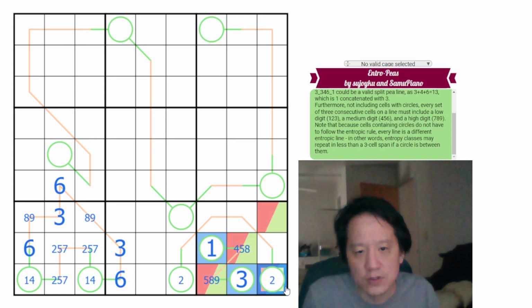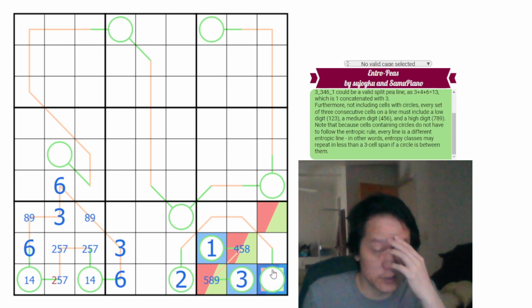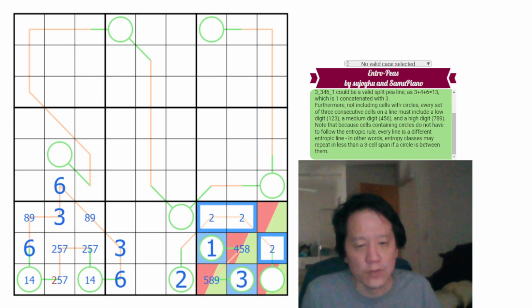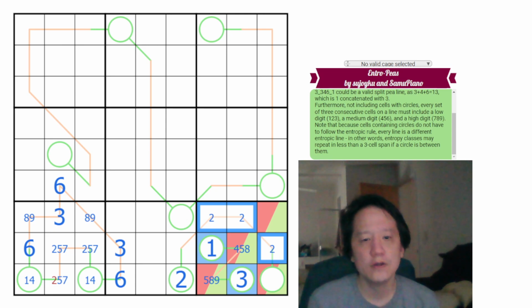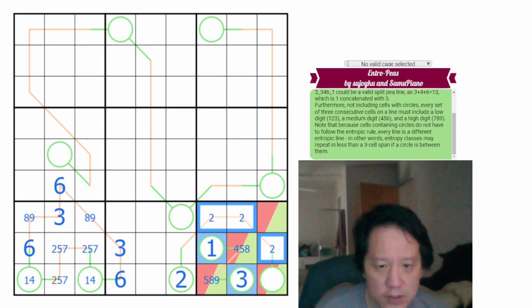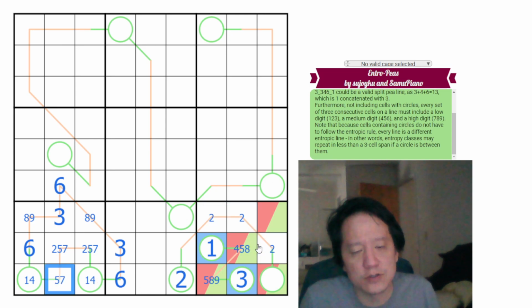This is 4, 9, or 5, 8. So this cannot be the 2, remember, because that can't be entropic. So this has to be the 2. So this is medium or high. The 2 is here somewhere. It could be 2, 6, and 9, so it's up to 26. Right? So this can't be 2, which means this can't be 2.